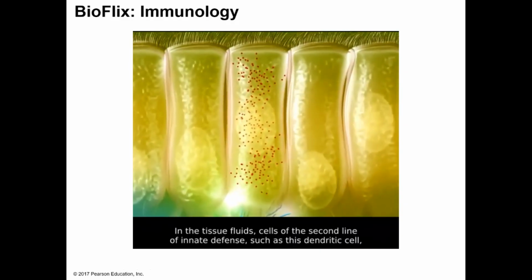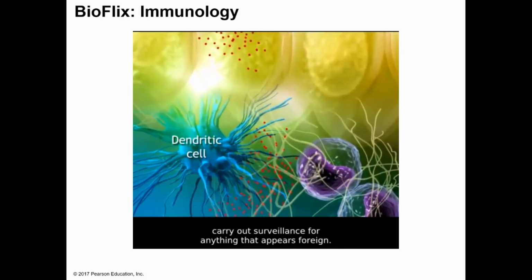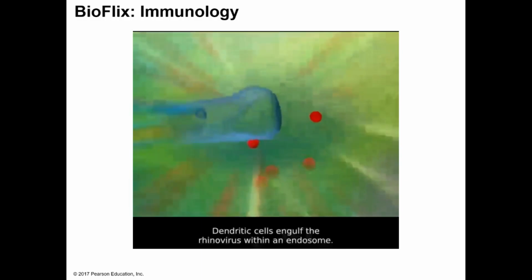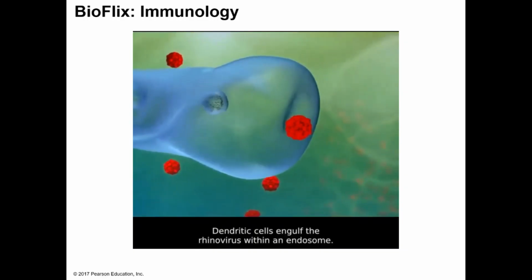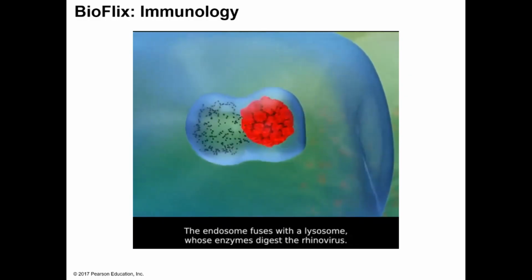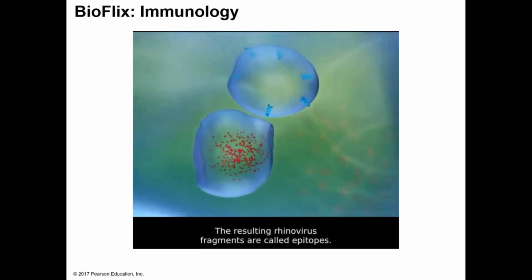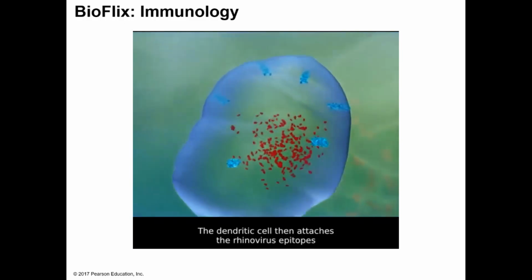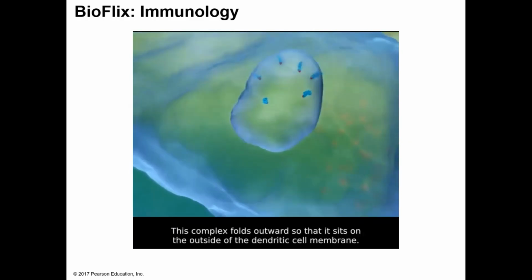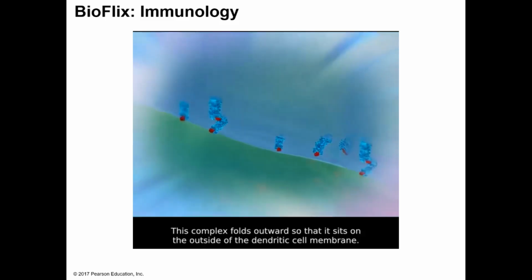In the tissue fluids, cells of the second line of innate defense, such as this dendritic cell, carry out surveillance for anything that appears foreign. Dendritic cells engulf the rhinovirus within an endosome. The endosome fuses with a lysosome, whose enzymes digest the rhinovirus. The resulting rhinovirus fragments are called epitopes. The dendritic cell then attaches the rhinovirus epitopes to presentation molecules called MHC2. This complex folds outward so that it sits on the outside of the dendritic cell membrane.